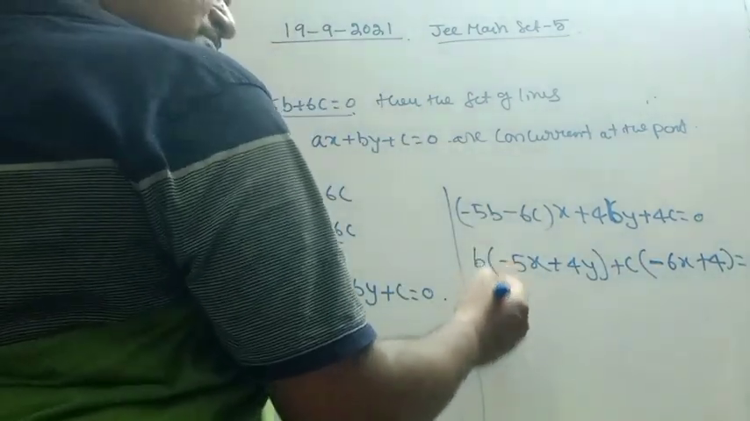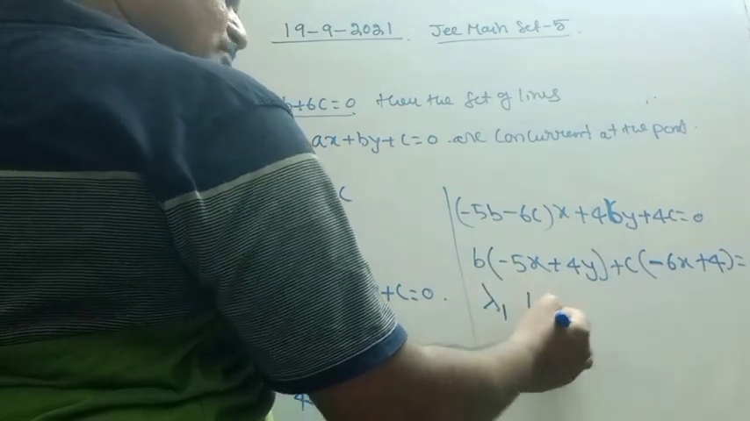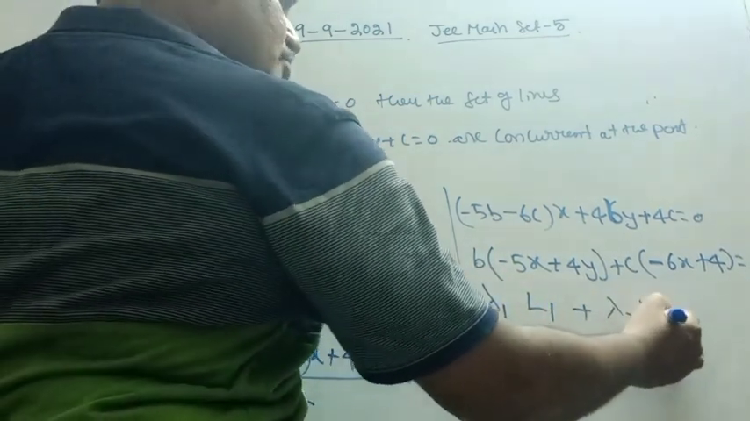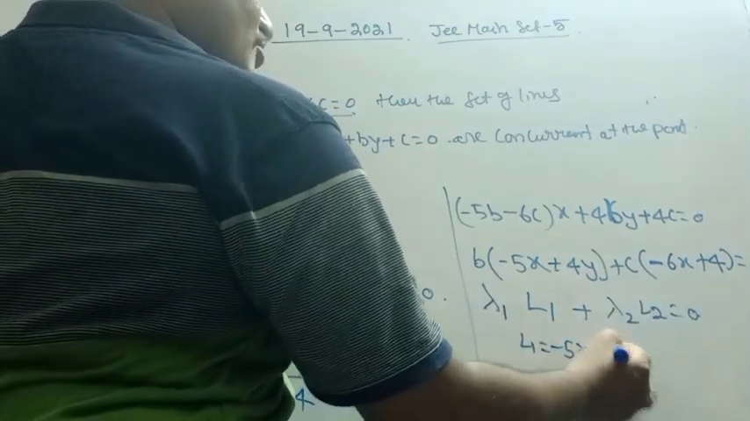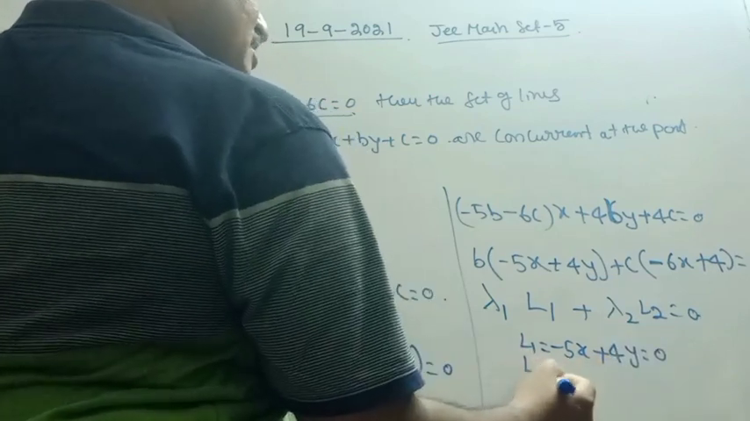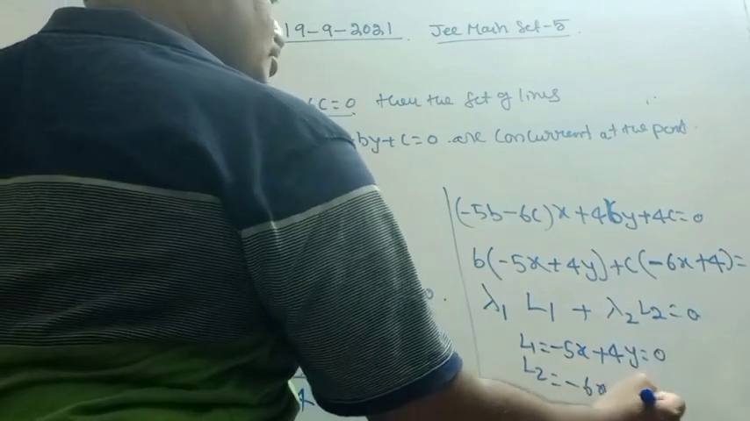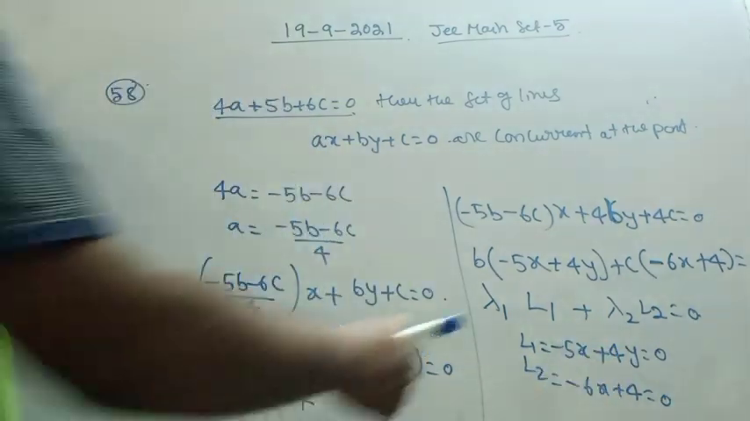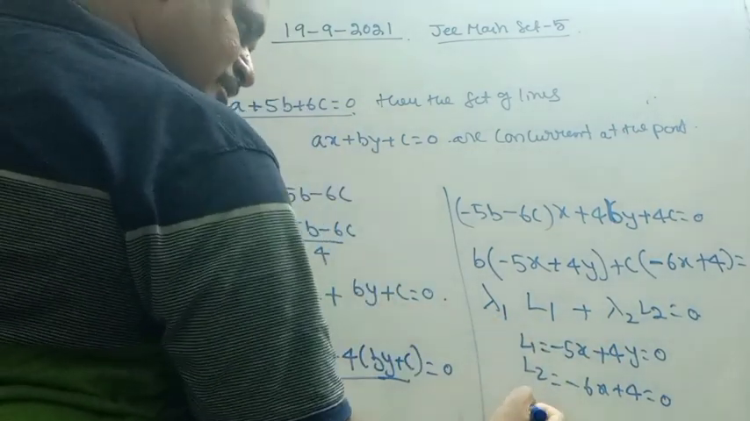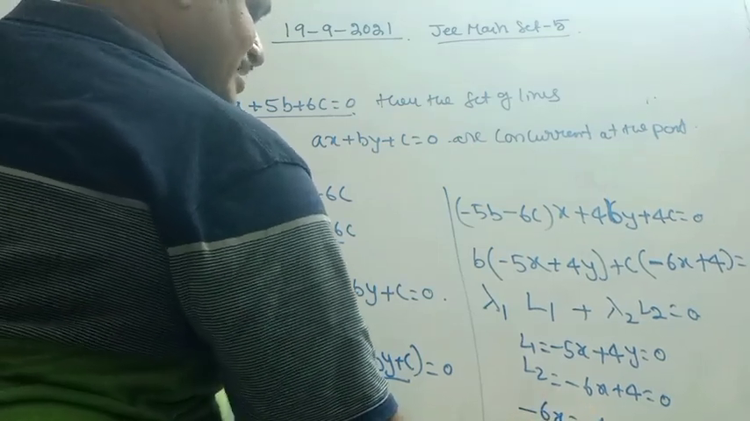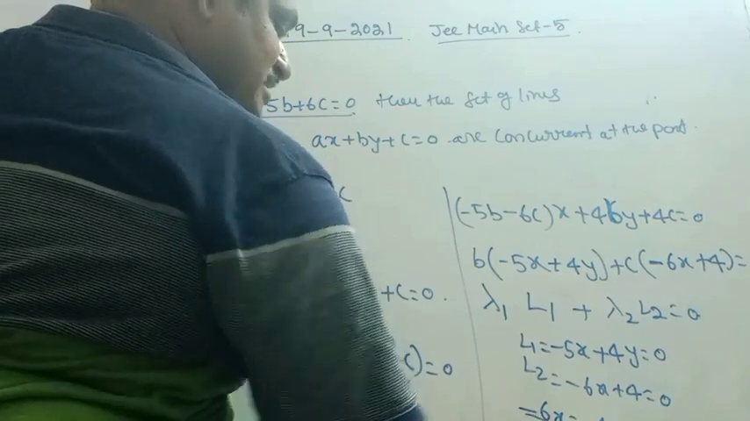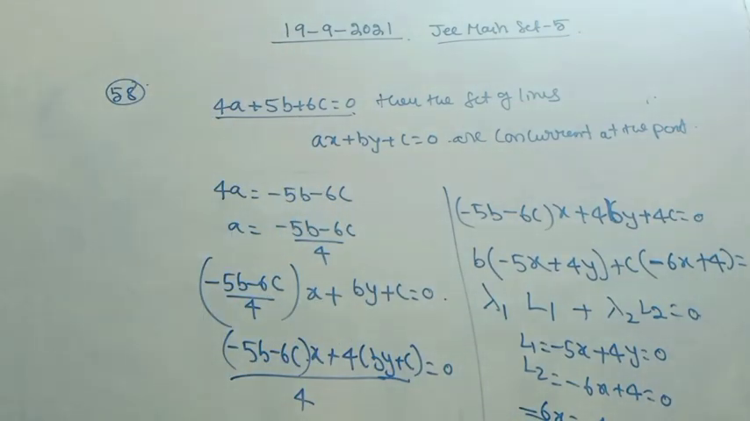And you see, my dear students, this is of the form lambda 1 into L1 plus lambda 2 into L2 equal to 0. Here L1 is nothing but minus 5x plus 4y equal to 0, and L2 is nothing but minus 6x plus 4 equal to 0. Now we need the point of intersection of these two lines. Minus 6x equal to 4, x is equal to minus 4 by minus 6, that is 2 by 3. The x coordinate is 2 by 3. Among the options, which has x coordinate 2 by 3? Option A. Therefore, option A is the correct answer.